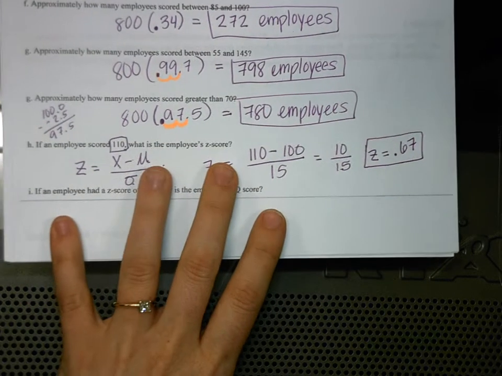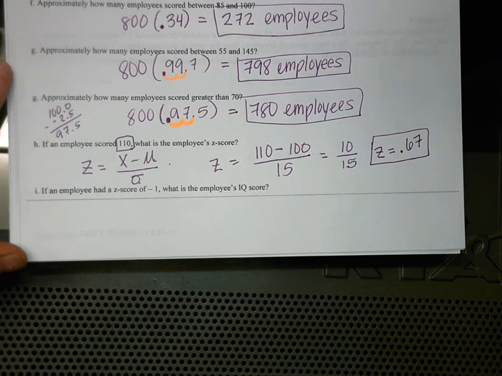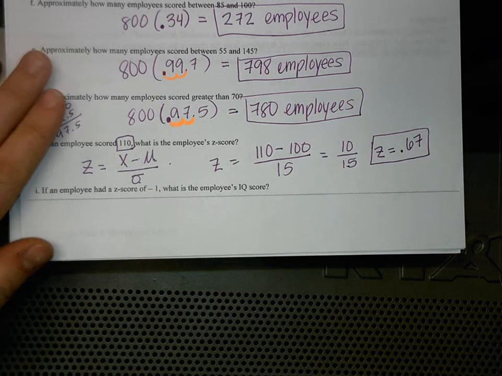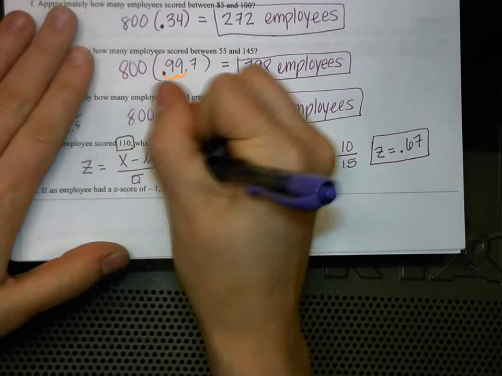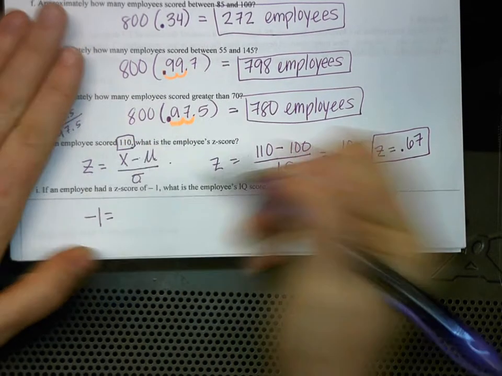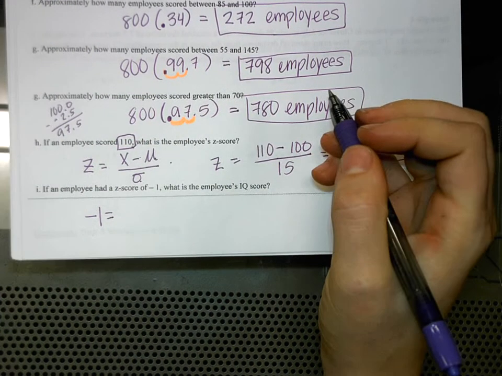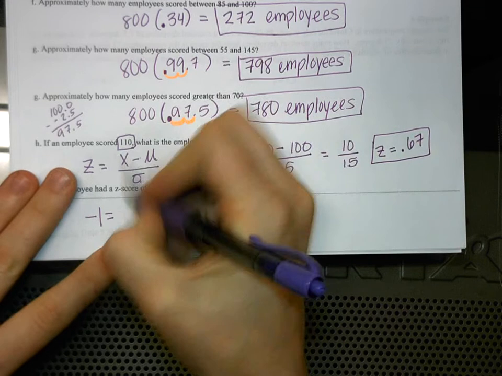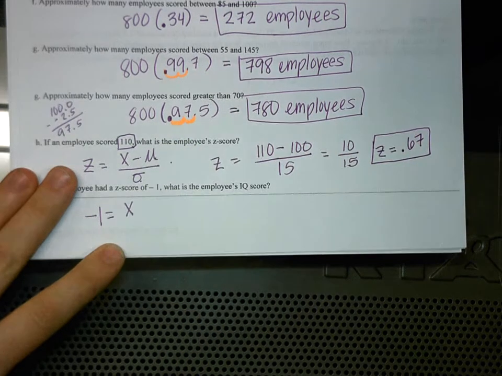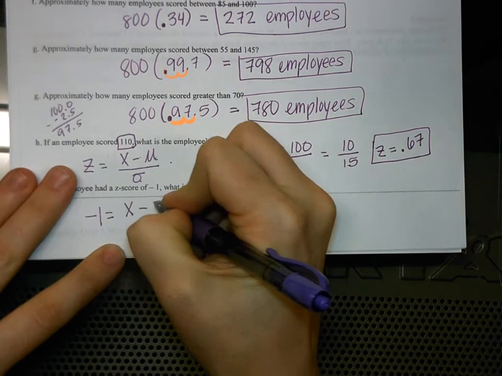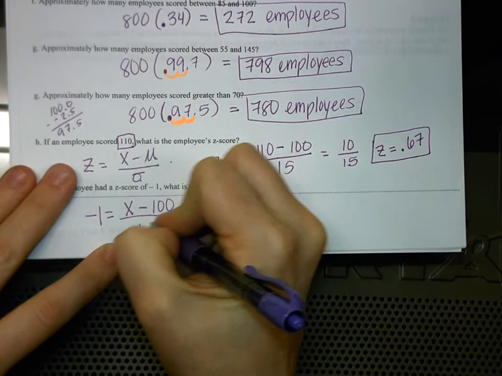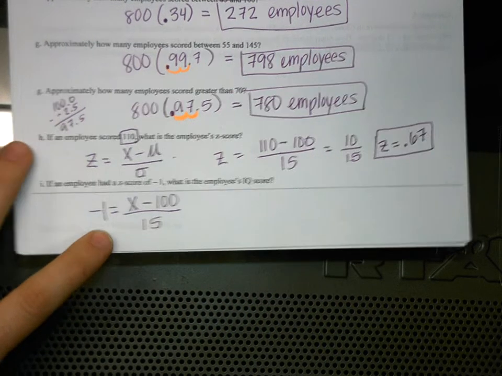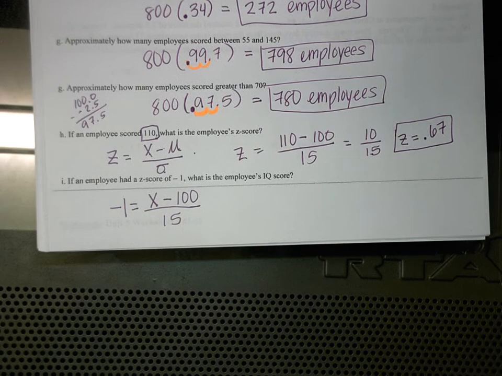If an employee had a z-score of -1, what is the employee's IQ score? So let's set up the same formula by plugging in a -1. We don't know the score, which is x. We do know we're going to subtract the mean, which is 100, and we're going to divide by the standard deviation of 15. Now we have a formula, or an equation. How do I solve for x?